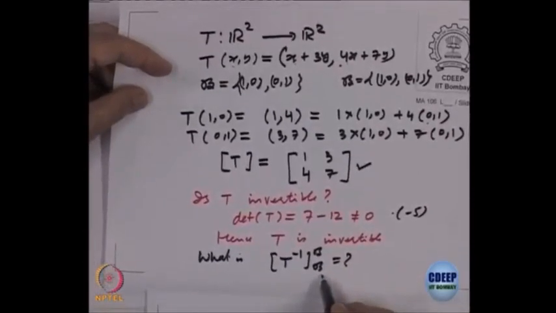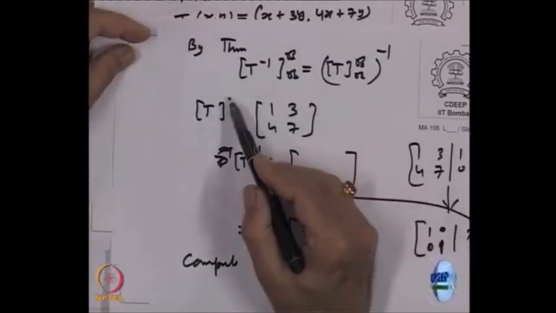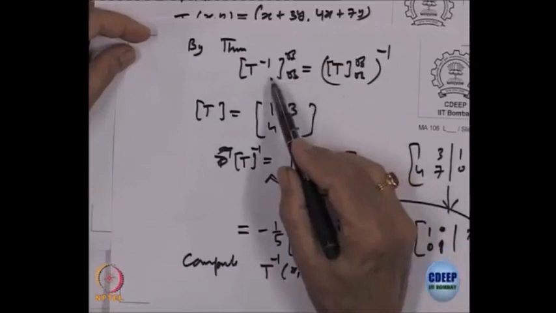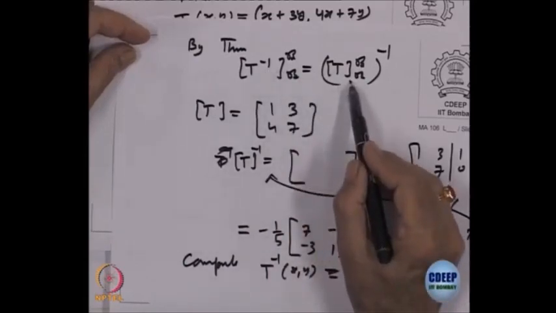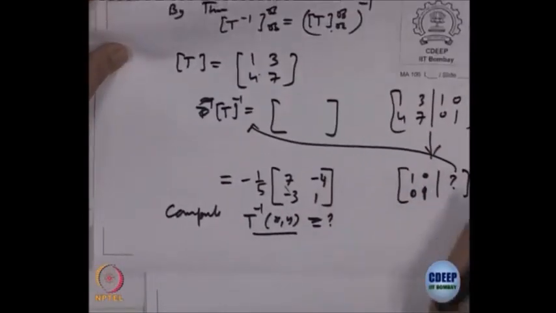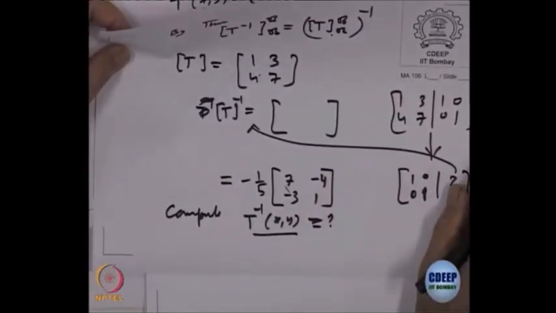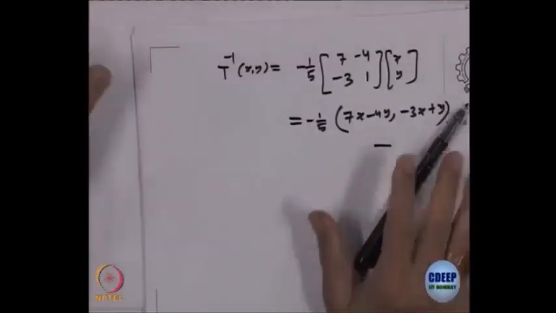For the matrix of the inverse, what we do is we just look at the formula from the theorem, that the matrix of the inverse is the inverse of the original matrix. So, given this, we found out the inverse, and now using this I can find out my expression for the linear transformation T inverse. So, that we found out. Is it clear to everybody?